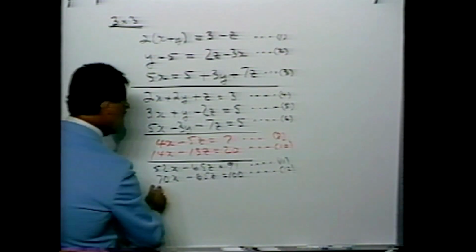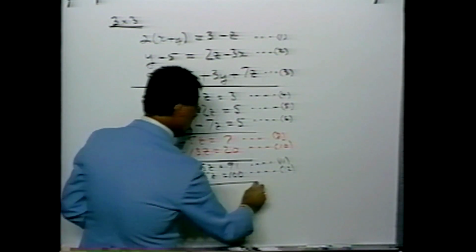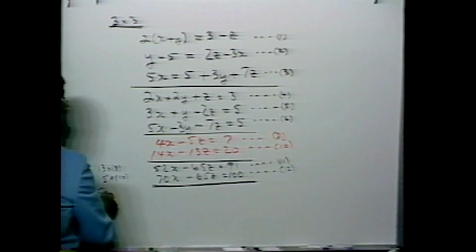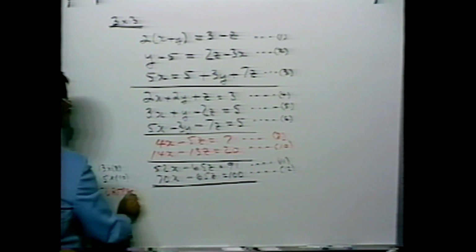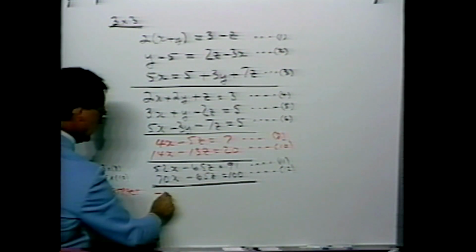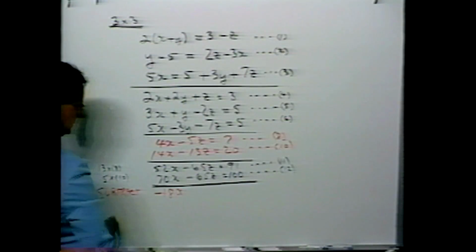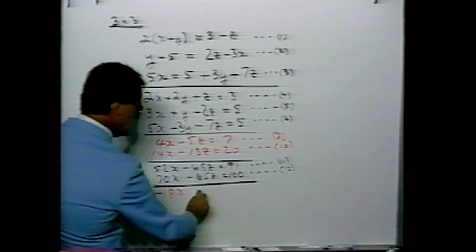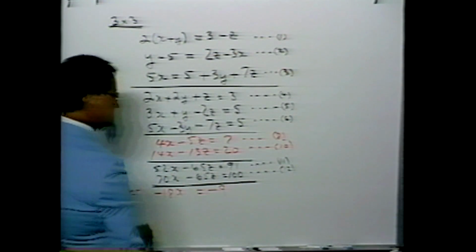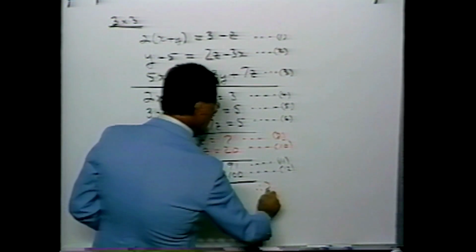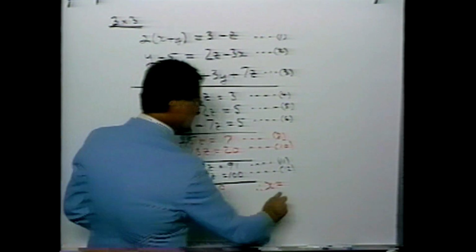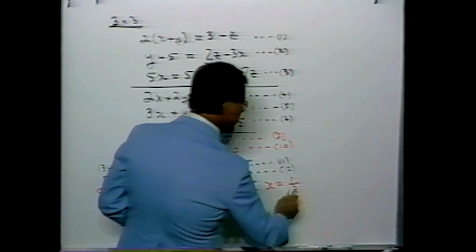I can now subtract. And if I subtract, I end up with minus 18x, 0, equals minus 9. Therefore, x is equal to plus 1/2. I have my first root.